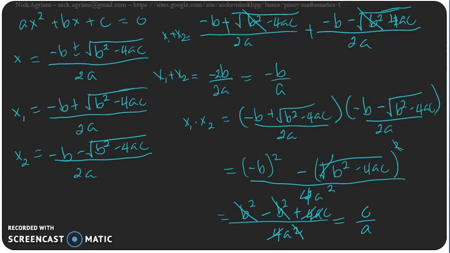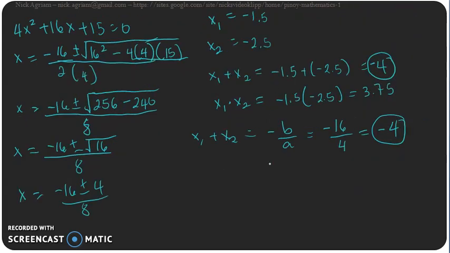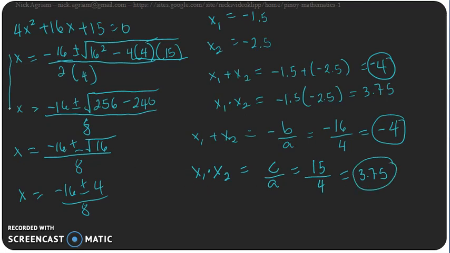We're going back now to the example that we have done. So x sub 1 multiplied by x sub 2 is equal to c divided by a. What is our c? That is 15, divided by a, which is 4. So 15 divided by 4, then I have also 3.75. So the same.